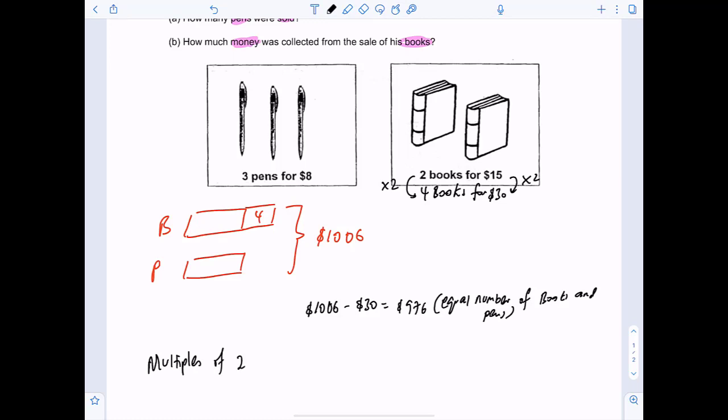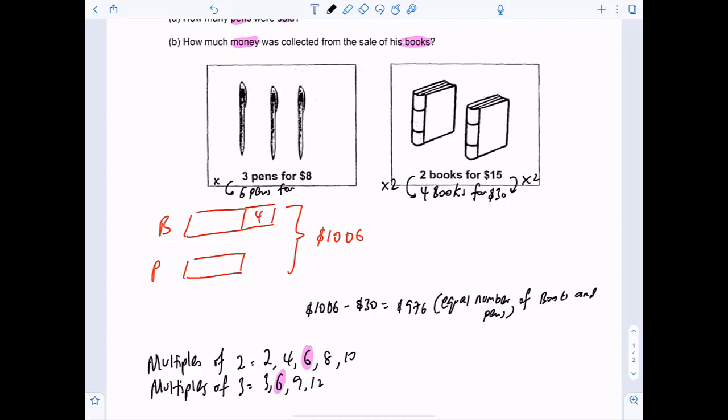What's the lowest common multiple between 3 and 2? Multiples of 2, there will be 2, 4, 6, 8, 10, right? And then we do the same thing for 3, multiples of 3. There will be 3, 6, 9, 12. So what is the lowest common multiple? It's over here. 6 is the lowest common multiple. Alright, so I need to sell 6 pens.